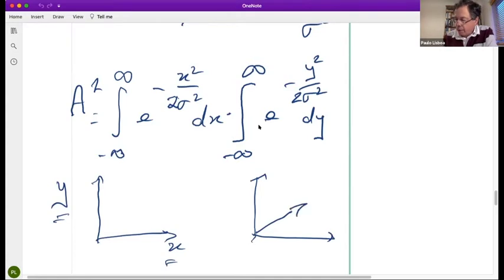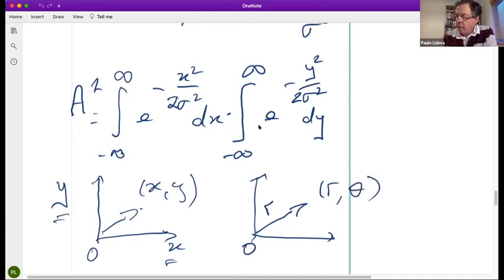In polar coordinates, I determine a point not by the values of x and y, as we normally would do, but by the distance from the center and by the angle to the horizontal.